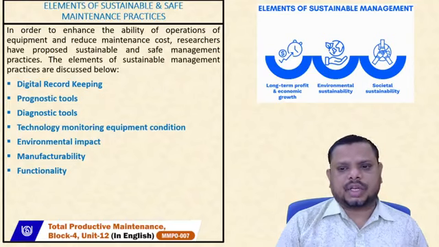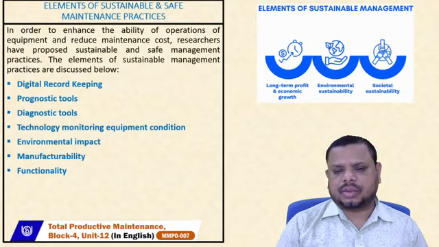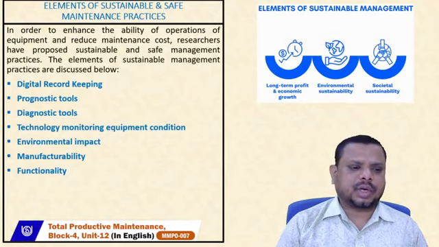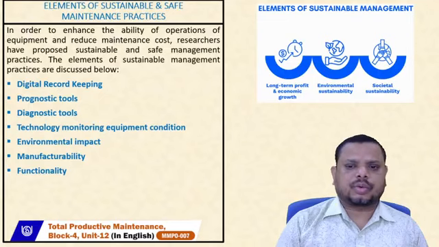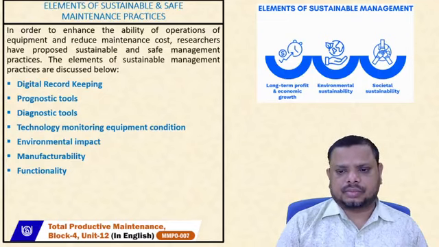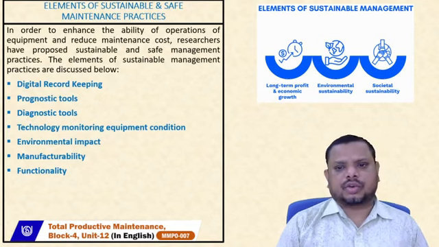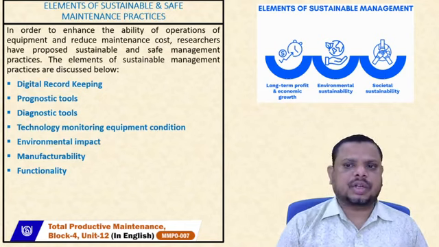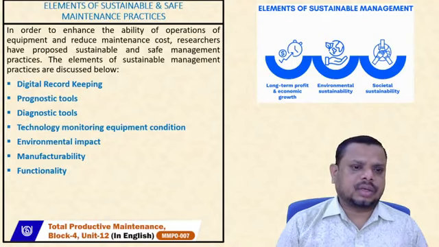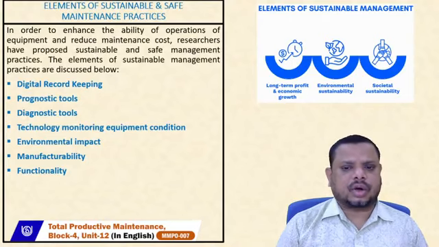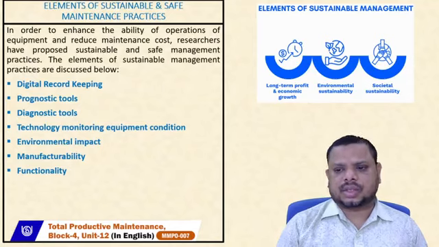Many companies recently implement technology monitoring equipment condition, which is simply known as condition-based monitoring, and they also focus upon environmental impact. So whenever you think about sustainable practice, you must focus upon the basic sustainable management elements. The first is long-term profit and economic growth. The second is environmental sustainability, and the third is social or societal sustainability.